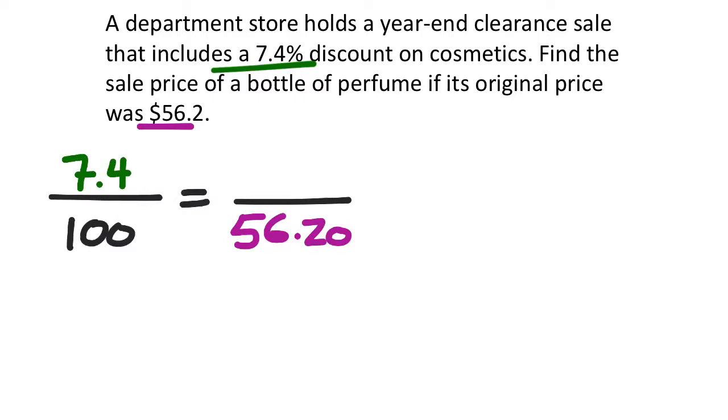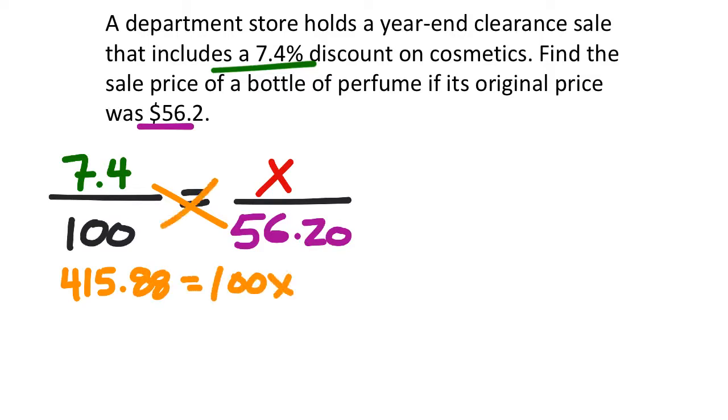So the most common method that students use is the first method. So that's what I'm going to go with on this one, where we don't know how much the discount is in dollars. But solving this proportion will tell us. So my first cross multiplication, 7.4 times 56.2 is 415.88. That's going to equal the other cross, 100 times x there.